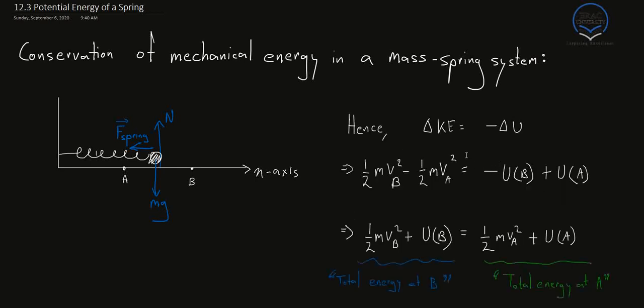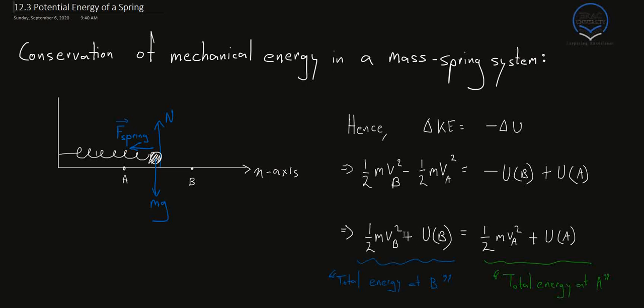We have the work done due to AB was delta KE, but the work done due to AB was equal to only the work done due to the spring, which was the negative of the change in potential. So we have half m vb squared minus half m va squared, the change in kinetic energy, equal to the negative of the change in potential energy. Let's rearrange this a bit, and you immediately get half m vb squared plus Ub equal to half m va squared plus Ua.